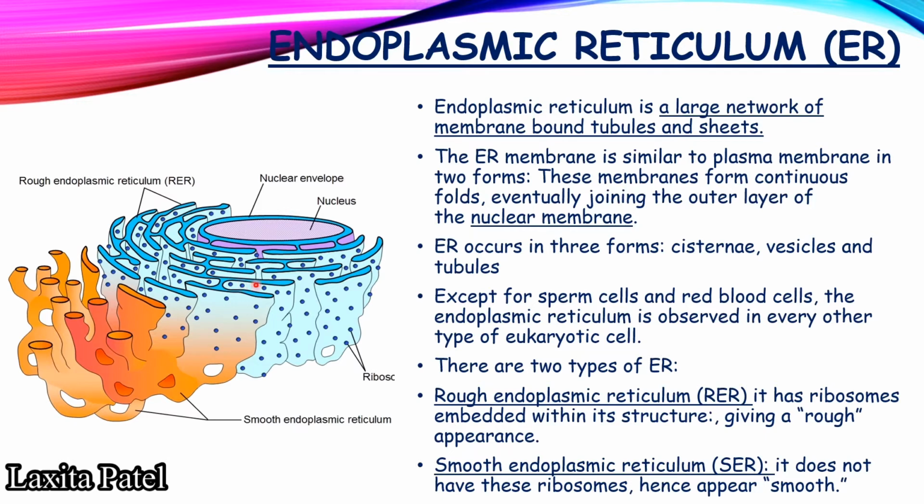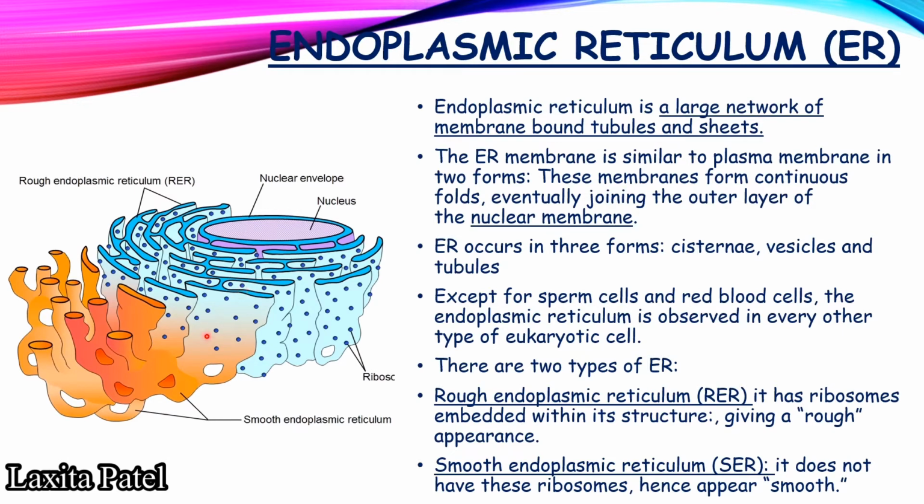Why is this appearing rough? It is rough because of the presence of these dot-like structures or tiny granular structures which are called ribosomes. Ribosomes are embedded in the membrane of these parts of the endoplasmic reticulum, hence making its appearance rough, and so we call it rough endoplasmic reticulum.